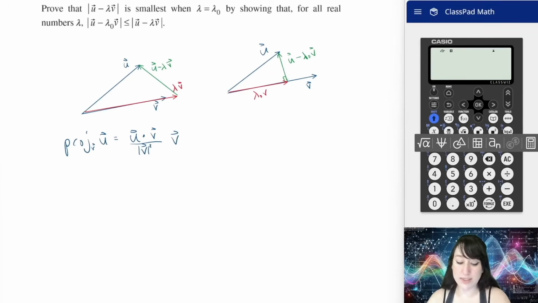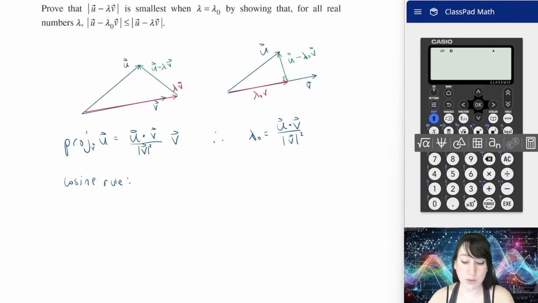So according to essentially the definition of a projection, the lambda naught here in the projection version of u minus lambda v is what we have there in front of v, the u dot v over v dot v, or length of v squared. Now, how are we going to get the length of u minus lambda v? Well, we could note that that forms a triangle. And we could maybe look at something like the cosine rule to get the length of u minus lambda v.